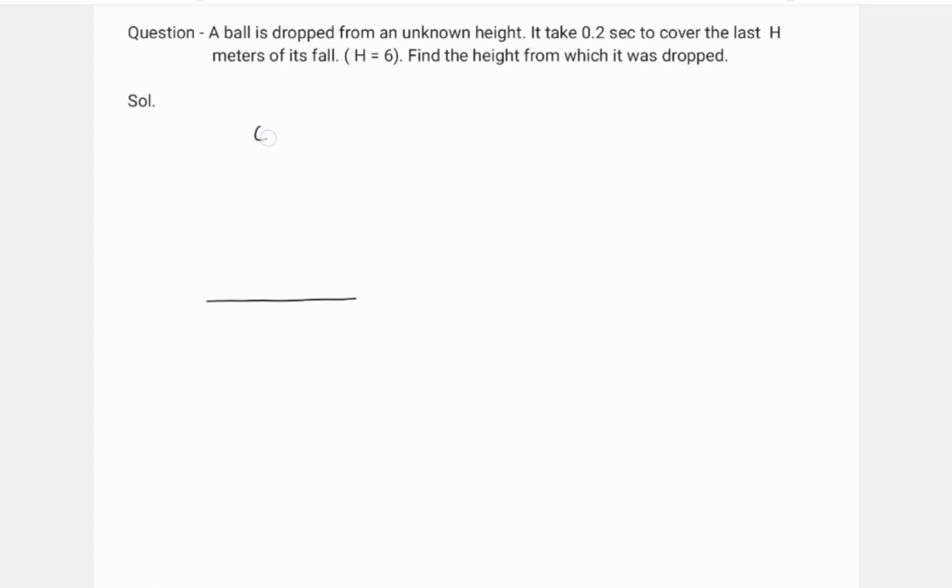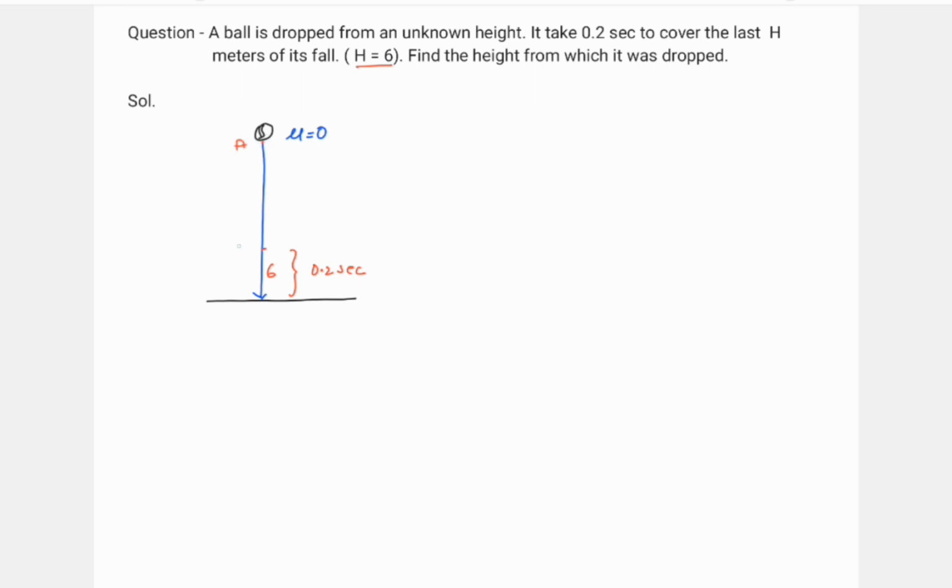Here we have a ball at some unknown height from the ground and it is dropped. Drop means initially it was at rest. Then what is the initial velocity of the ball? When it is at rest, it is going to start from 0. Initial velocity is 0. The ball is dropped like this. But as per the question, the last capital H meters, H given as 6, the last 6 meters it covers in 0.2 seconds. Let's see how to solve this.